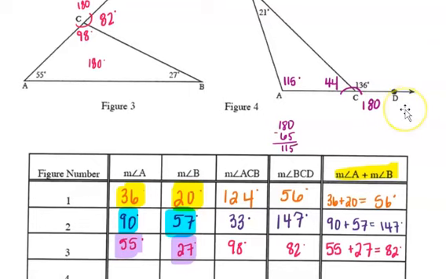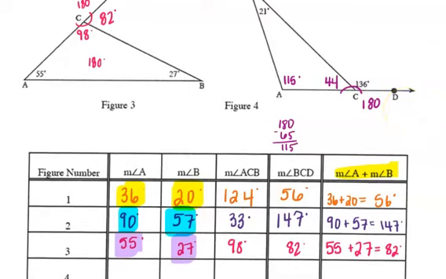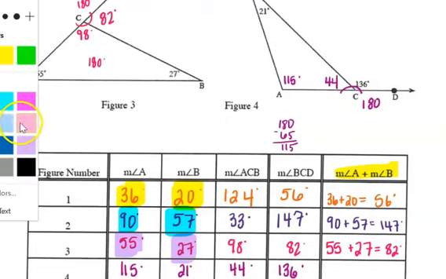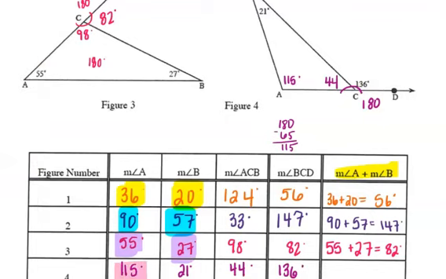So let's finish filling out the chart. Angle for figure 4, angle A, 115 degrees. Angle B was 21. ACB, 44 degrees. BCD was that exterior angle, that was 136. And then lastly, I'll go through. We're adding together 115 and 21. That gives us 136.